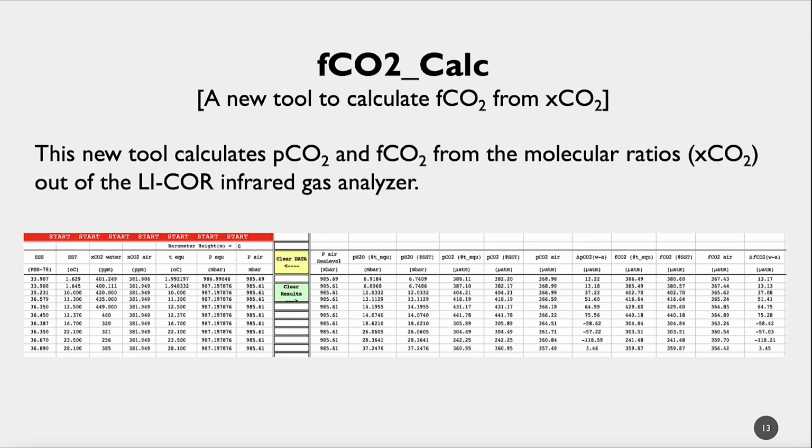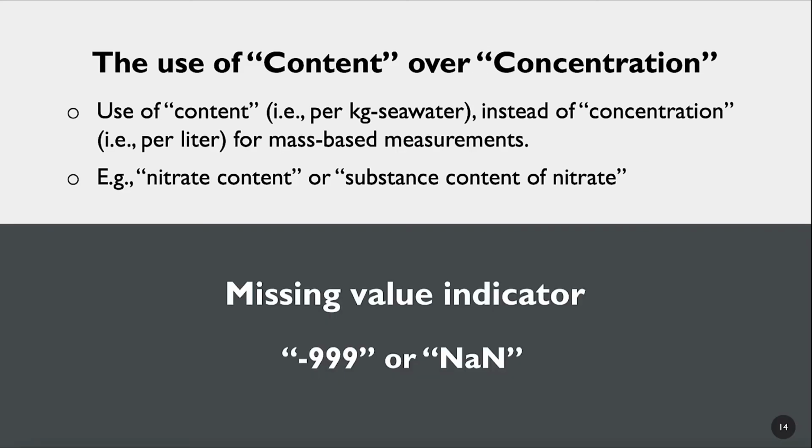We also released a new tool to make it easier to calculate fugacity of carbon dioxide from the molar ratio numbers. A lot of the oceanographic parameters are reported using mass-based units, but they have often been incorrectly called concentration. This group now agreed that we should recommend the use of content instead of concentration. For example, if nitrate is reported in the unit of micromole per kilogram of seawater, please call this property either nitrate content or substance content of nitrate.